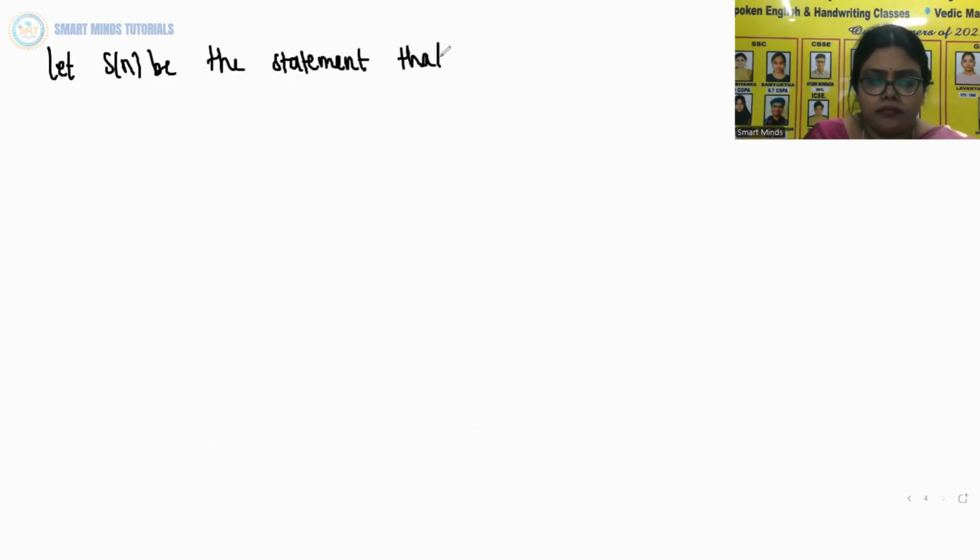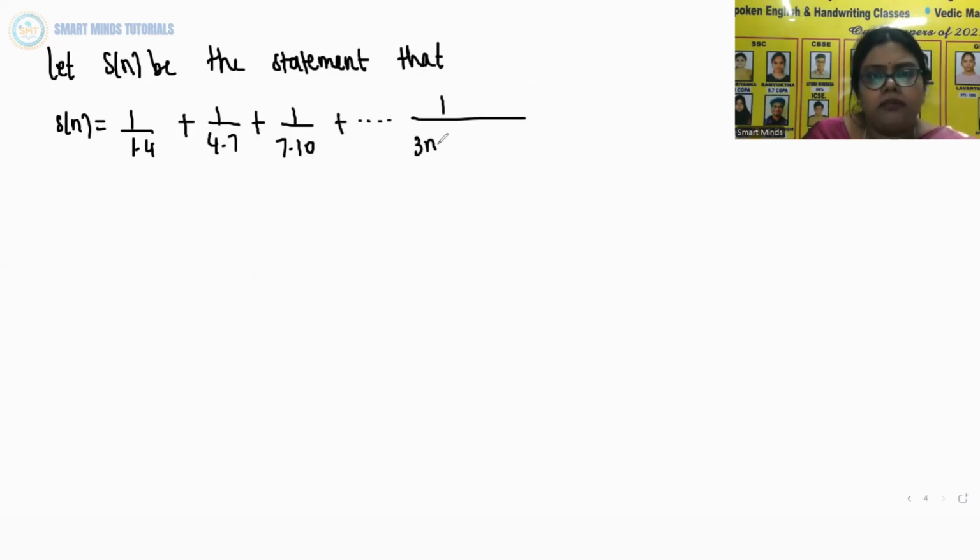Now after finding the nth term, we need to write the statement. So let S(n) be the statement that S(n) = 1/(1 × 4) + 1/(4 × 7) + 1/(7 × 10) + and so on up to 1/((3n - 2)(3n + 1)) is equal to n / (3n + 1). This is the statement. Now we will start with step 1.